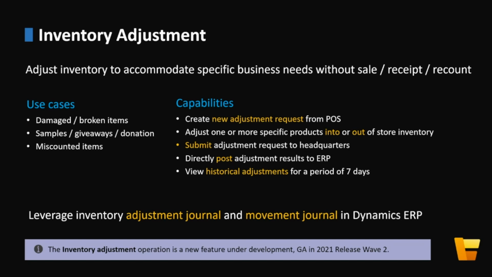Behind the scenes, this operation is leveraging the inventory adjustment journal and the movement journal in Dynamics ERP to process the on-hand inventory adjustment. I want to mention that this operation is a new feature that is still under development at this moment. We are expecting to make this operation generally available in 2021 release wave 2. Now I will roll a preview video to demo this operation.